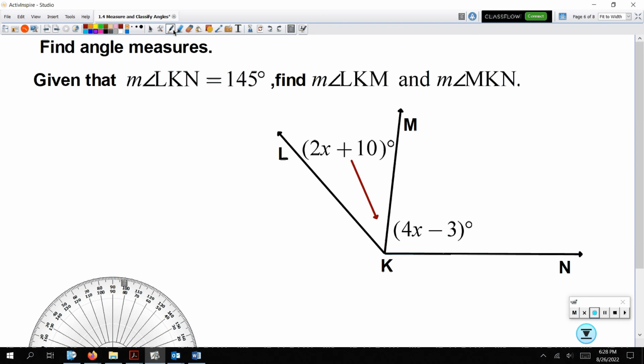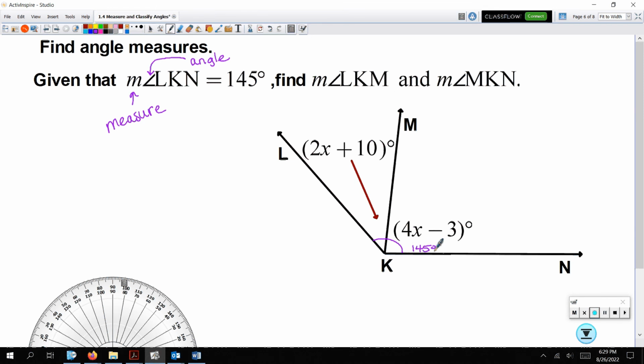Anyway, given the measure. First off, I want to let you know that this little m means measure. That's how my geometry teacher in college always said it. She's so weird. I'm going to do it anyway. And this symbol, we already know, is the notation for angle. So the measure of angle LKN is 145. So LKN is the big one, the whole thing is 145 degrees.